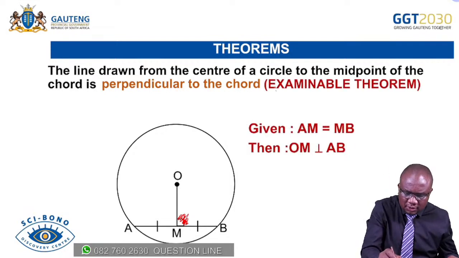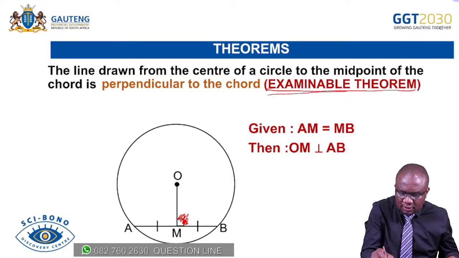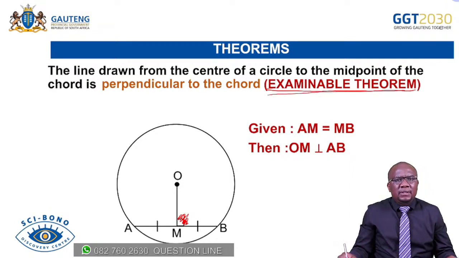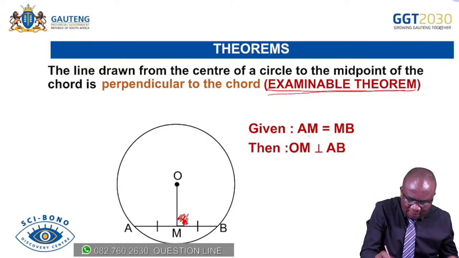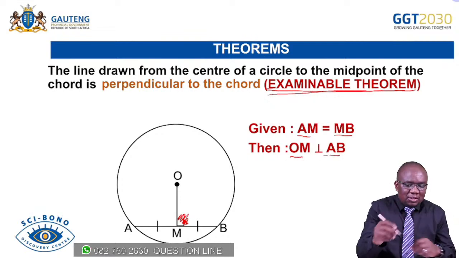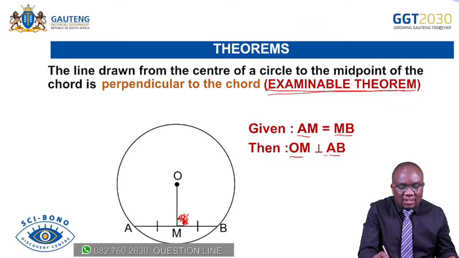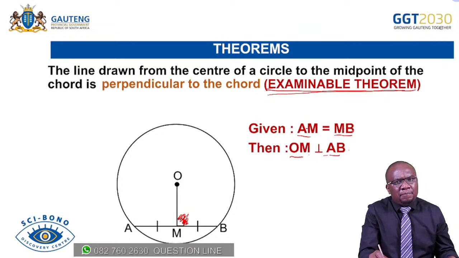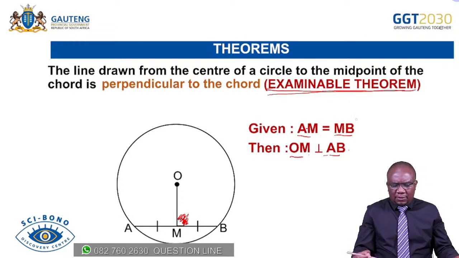Before we go, let me emphasize this. It is an examinable theorem. It means you can be asked to prove this. So we're given that AM is equal to MP, then OM is perpendicular to AB. The first one that we did was the other way around. We were given that OM is perpendicular to AB, then AM is equal to MP. Do you remember that? So it's the other way around for this one.